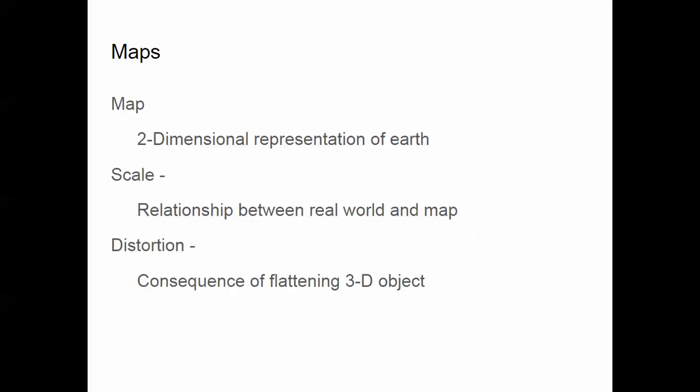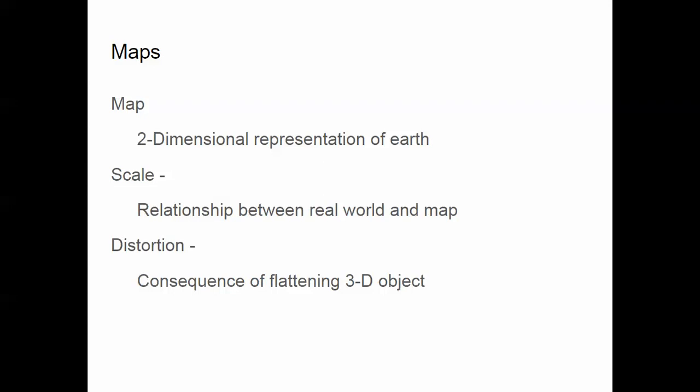Map, first of all, that's an obvious kind of term for geography, but when we say map, what we mean is a two-dimensional representation of Earth's surface in some aspect of it. Scale. Scale, we always mean the relationship between what we see on the map and the actual size or distance on the map. So real world to map is scale, and that can change.